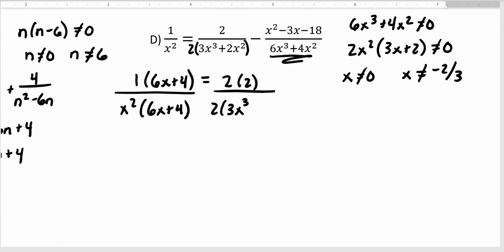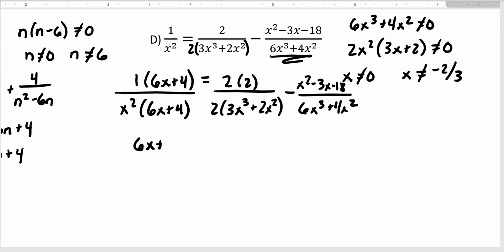3x to the third plus 2x squared. That'll give me 6x to the third plus 4x squared. And then minus, and this one can stay the same, can it? x squared minus 3x minus 18 over 6x to the third plus 4x squared. Okay, so now that I have the common denominators, let's see what I have here.